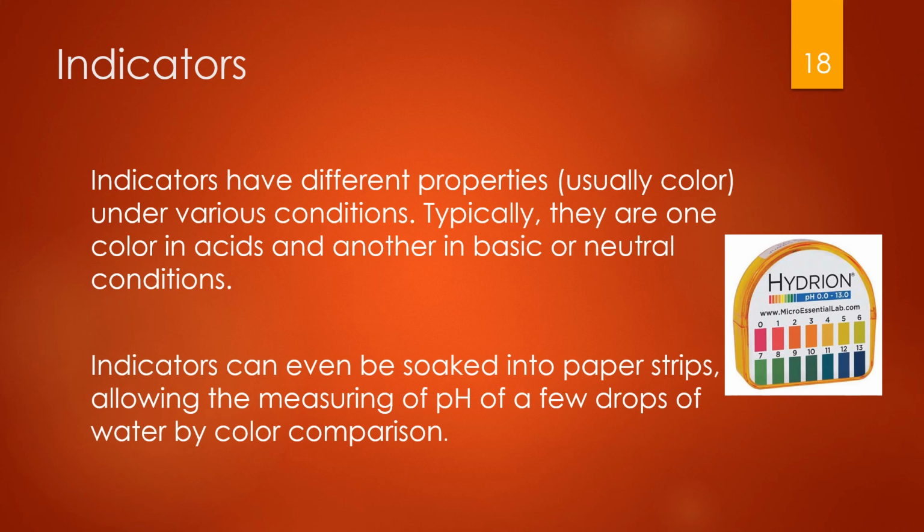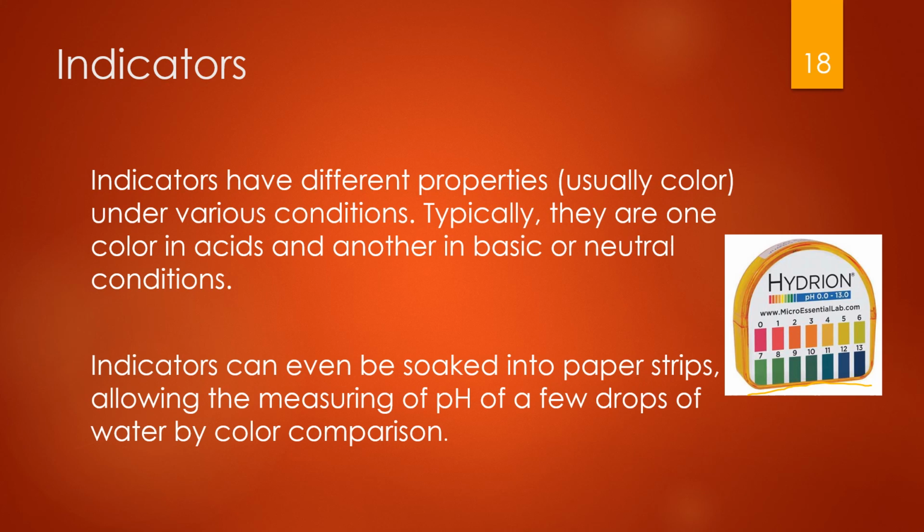Different indicators change different colors when in an acidic or basic environment. So there's a variety of them that can be used depending upon what conditions you want to apply them to. Indicators can even be soaked onto thin paper strips. I have a picture of this off to the right here. Notice it has a pH scale going from 0 up to 13. It should actually be going up to 14, but that's okay.